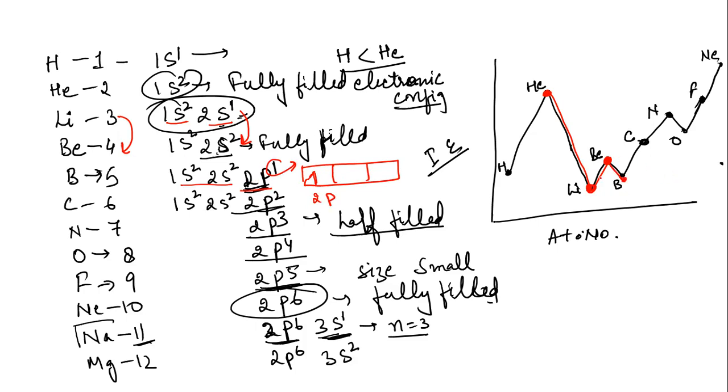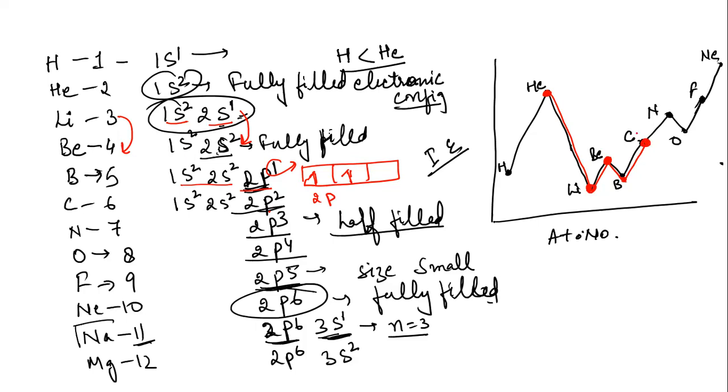Now, in this case, again an electron is added, in the same subshell. As the electron is added in the same subshell, what will happen? Atomic size will decrease. And as the atomic size decreases, ionization energy will increase. So, beryllium to carbon.